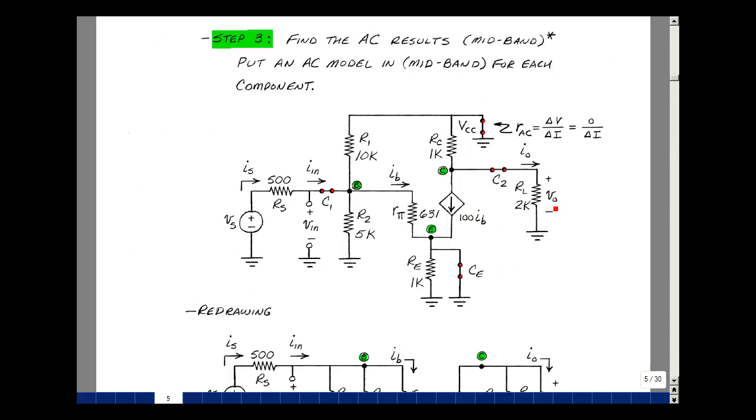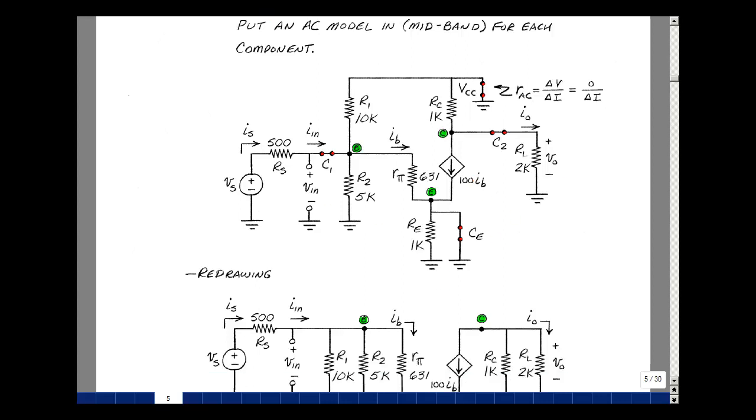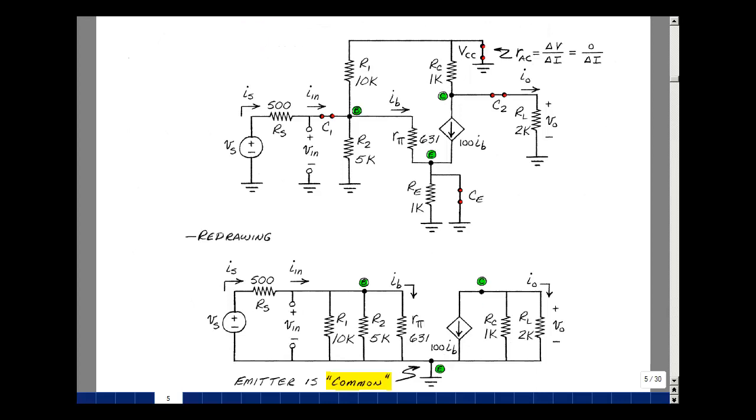A lot of ground symbols around here, so let's just redraw this into something a little bit simpler to work with. Draw a common ground, and then between this node and ground, I've got V sub S. Between this node and the base, I've got 500 ohms, and then between the base and the ground, I've got 5K. Between the base and the ground again up here, I've got 10K.